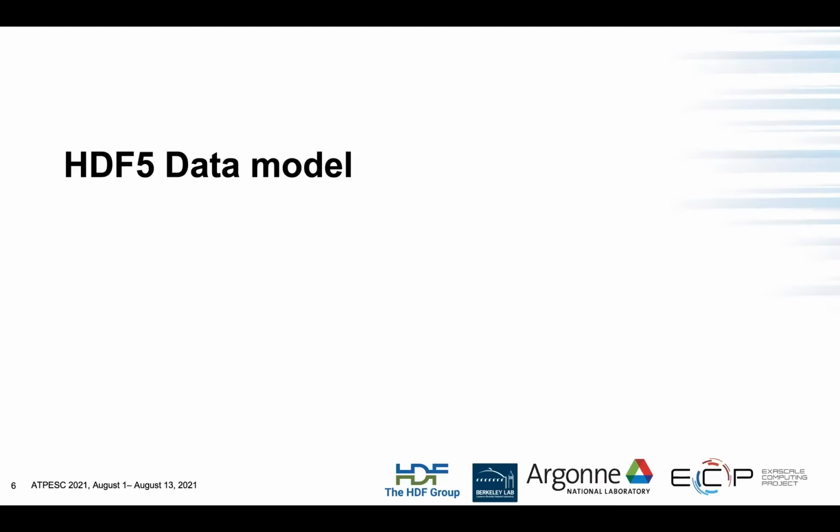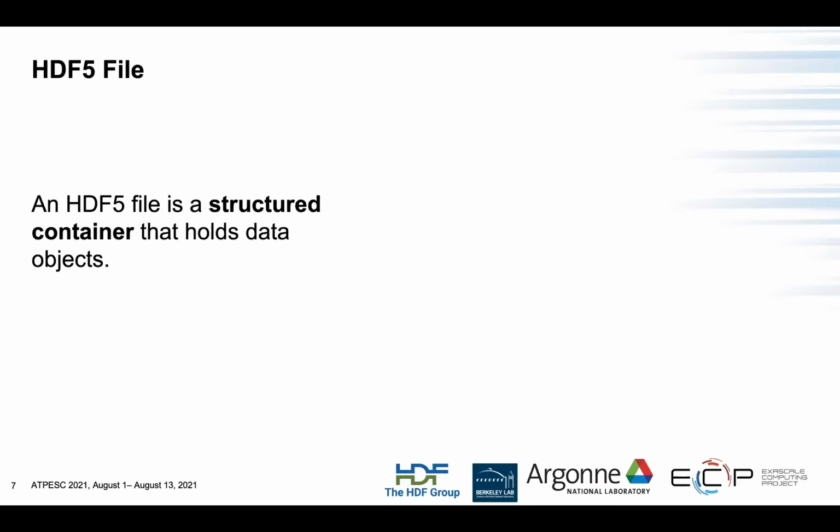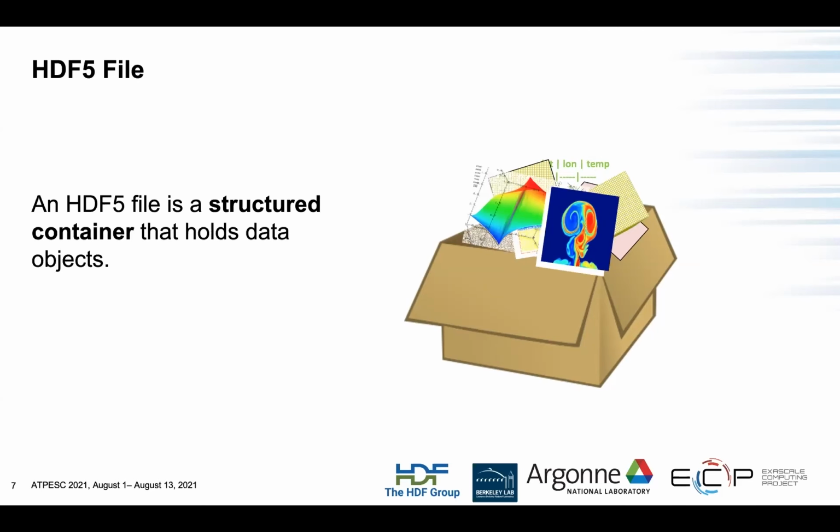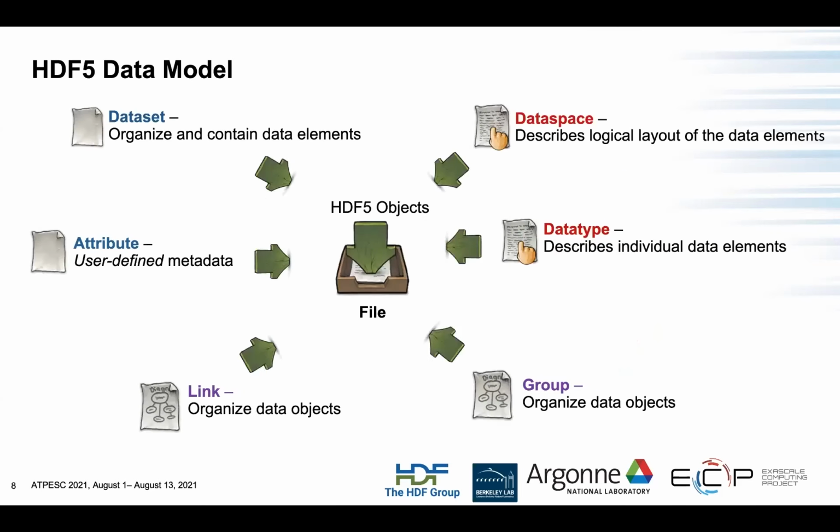Let's discuss now the HDF5 data model itself. HDF5 is just a structured container that holds data objects. What I mean by data objects is, first off, you have your datasets and attributes. Those are how you contain your data. The datasets are the actual data elements. And say you want to add units to be associated with that dataset, you would usually use an attribute. Those are user-defined metadata that describes what the dataset is.